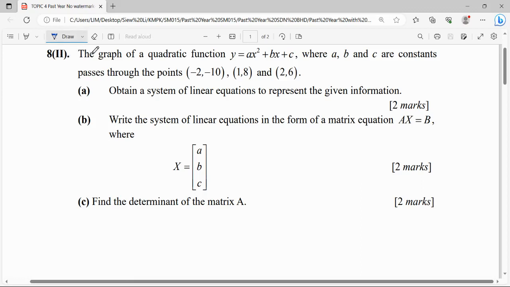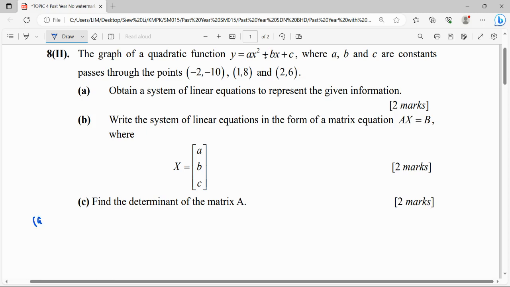For this question, the graph of a quadratic function, ax squared plus bx plus c, where a, b, c are constants, passes through 3 points. Obtain the system of linear equations to represent this given information. When it passes through these 3 points, it means that the x coordinate and y coordinate can be substituted into this equation.